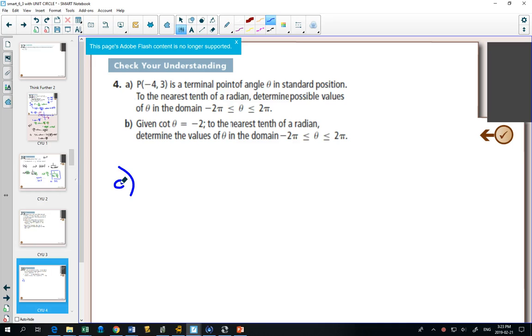Point (-4, 3) is on the terminal arm of an angle in standard position. To the nearest tenth of a radian, find the possible values of theta in the domain from -2π to 2π. We've had this same question in 6.1 in degrees. We had to draw a triangle. Where's (-4, 3)?